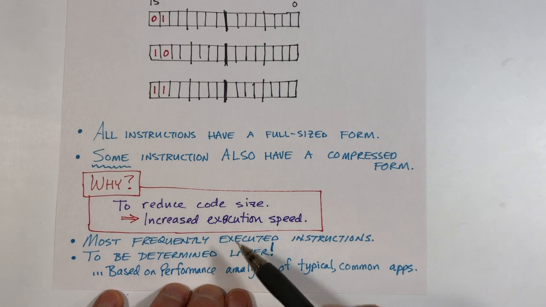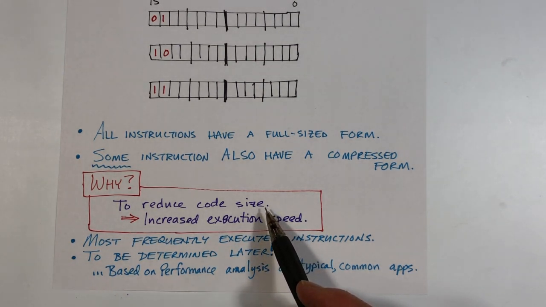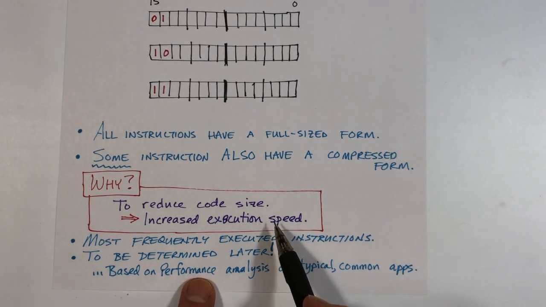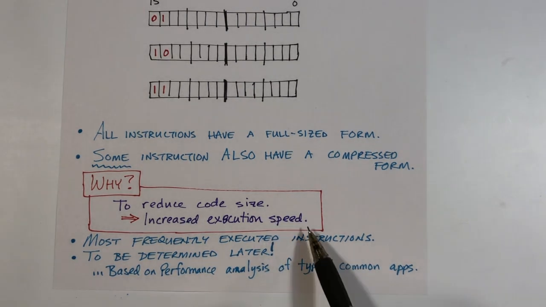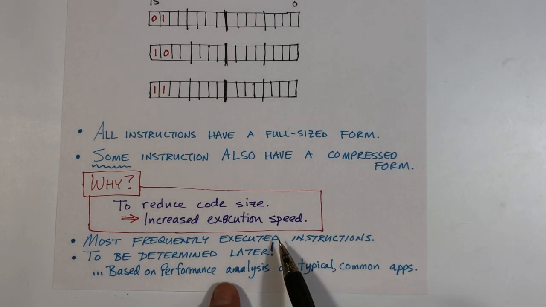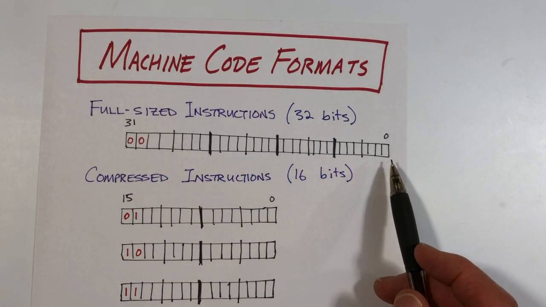So all instructions have a full-sized form, and some instructions also have a compressed form. So every compressed instruction has a full-sized way of expressing that same instruction, but not vice versa. So why do we have compressed instructions? Well, we want to reduce the code size. And so if we can reduce the code size, it means that we can increase execution speed. Typically, the computer spends a lot of time loading instructions. So by making the code size smaller, we can increase the performance. So what we want to do is encode the most frequently executed instructions in a compressed format. At this point in time, we've only fixed the full-size instruction encoding.